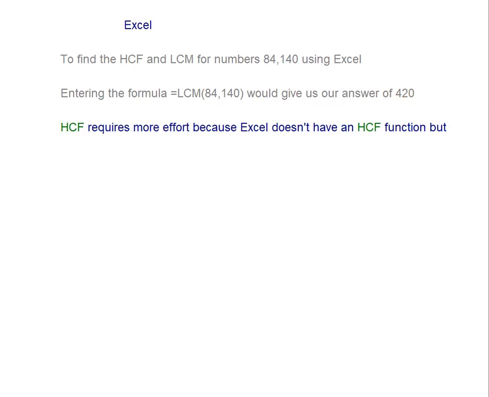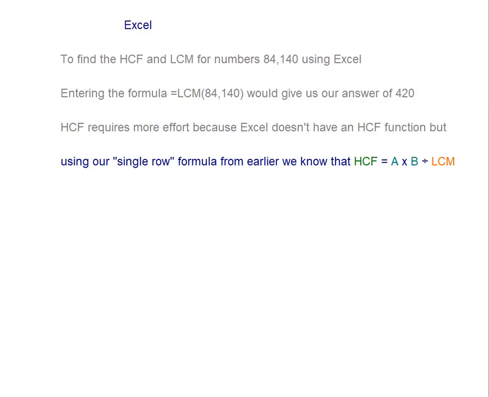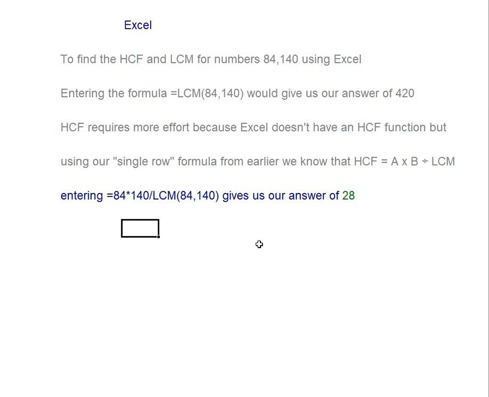But HCF requires slightly more effort because Excel doesn't have, or I certainly haven't found it, a highest common factor function. But if we use our single row formula from earlier, we know that highest common factor equals A times B divided by LCM. So therefore, entering 84 times 140 divided by LCM 84, 140 should give us our answer of 28. Let's give it a go. Equal 84 times 140 divided by LCM 84, 140, close bracket, cross fingers, and it gives us an answer of 28.